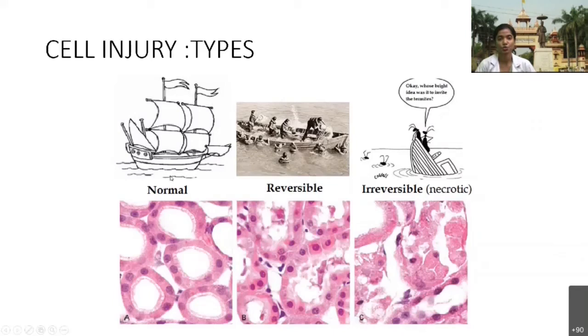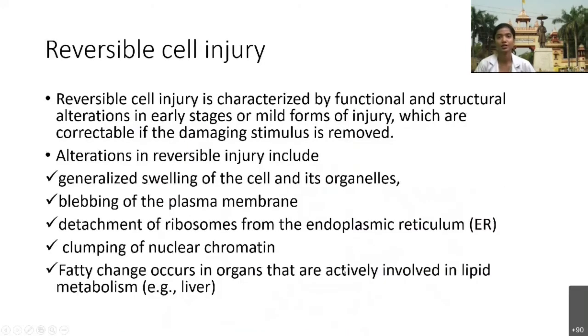Now, a normal cell you can compare to a sailing ship, everything is fine. In case of reversible injury, the people are trying to save the sunken ship, and it might still be reversible. And in case of irreversible injury, nothing is possible. The ship has already sunken. So first of all, coming to the reversible cell injury. Reversible cell injury is characterized by functional and structural alterations, in an early stage or mild form of injury, and that can be correctable if the damaging stimulus is removed.